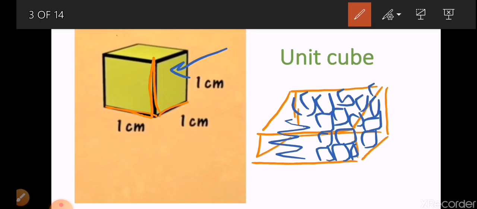Then I will count how many unit cubes this shape takes. This will be my volume. So for example, if I put in 25 unit cubes, my volume is 25. If it takes 17 unit cubes, my volume is 17, and so on. So how are we using the unit cube? I'm filling my shape with it, then counting how many we have.